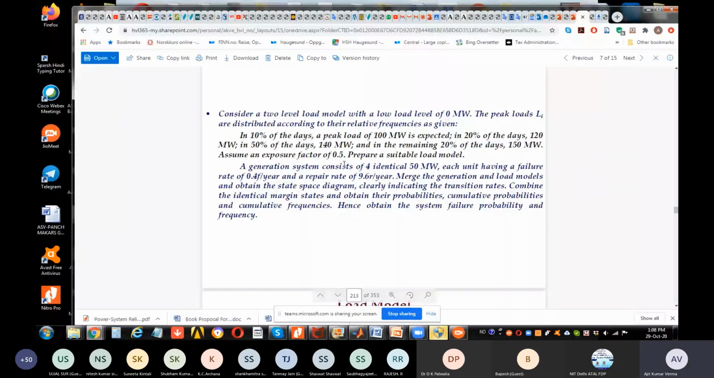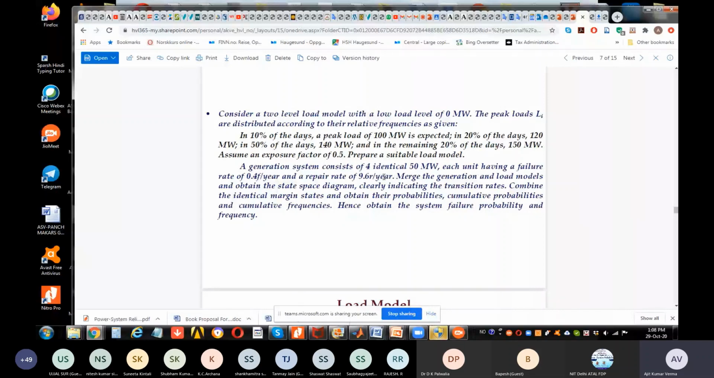So we consider an exposure ratio of 0.5 in this case. So let's say that there is a generation system consisting of four identical 50 megawatt units, each unit having a failure rate of 0.4 and a repair rate of 9.6. This is the same example we have been using all the time because the COPT is available, the calculations are available, and therefore we need not repeat all these calculations again.